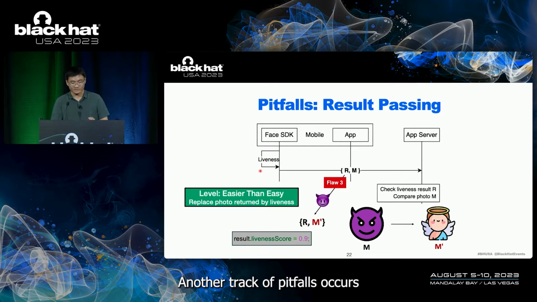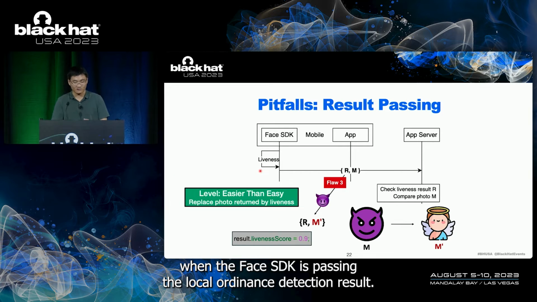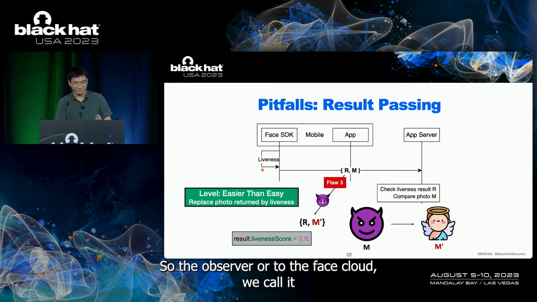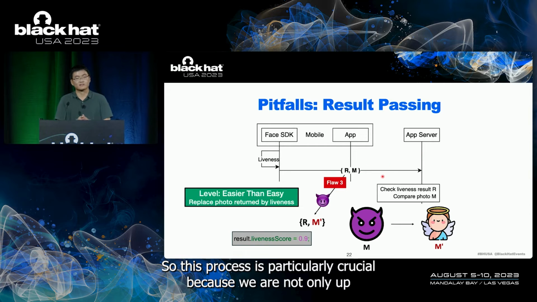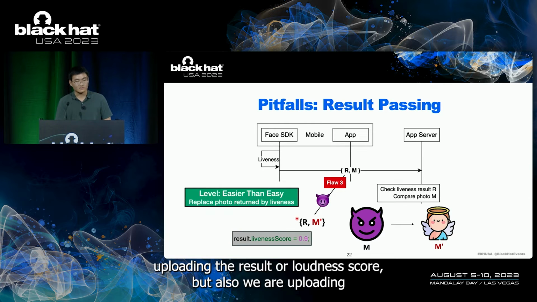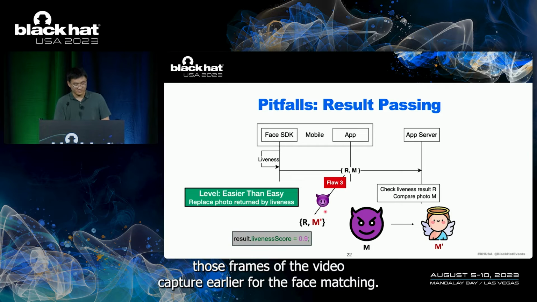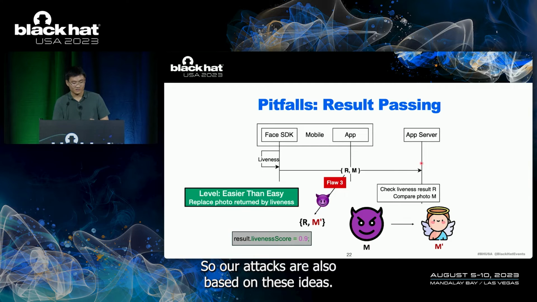Another track of pitfalls occurs when the Face SDK is passing the local liveness detection result to the app server or to the face cloud. We call it the result passing phase. This process is particularly crucial because we are not only uploading the result or liveness score, but also those frames of the video we captured earlier for the face matching. So our attacks are also based on these ideas.